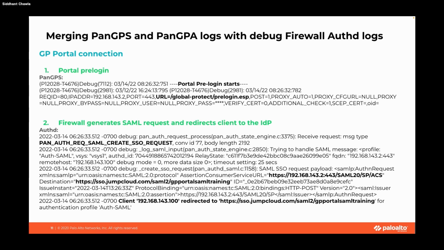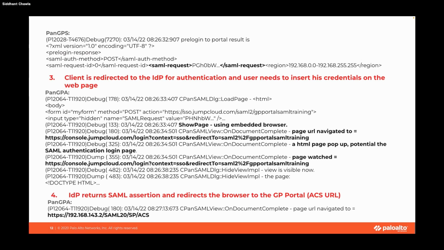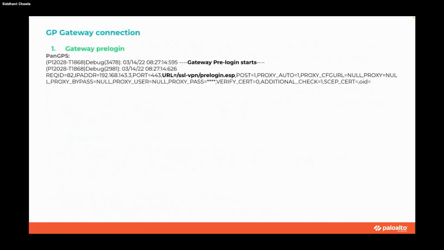We noticed how the logs look for portal authentication on the GP app, and you can see the logs under PAN GPS. This is how the logs look for gateway authentication on the GP app. You can see it in PAN GPS. The difference between portal and gateway: we will see the URL globalprotect/prelogin.esp for the portal, and when we talk about the gateway, the URL is sslvpn/prelogin.esp. That's how you can differentiate which connection is for the portal and which is for the gateway when you're troubleshooting GlobalProtect authentication related issues.